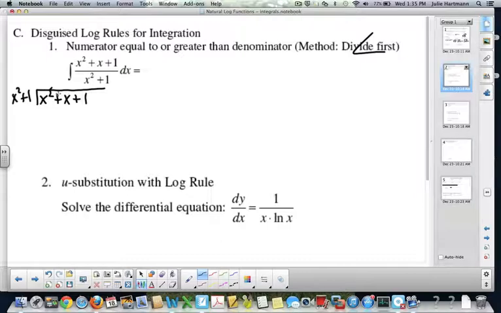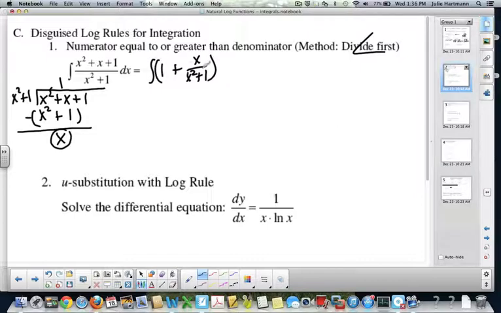I don't know if you remember doing this. X squared goes into x squared 1. So that's x squared plus 1, and we subtract. So x squared minus x squared, you get x, 1 minus 1. And then x squared does not go in there, so that's your remainder. So you would get 1. So you would do the integral of 1 plus x over x squared plus 1. Maybe you kind of remember that.